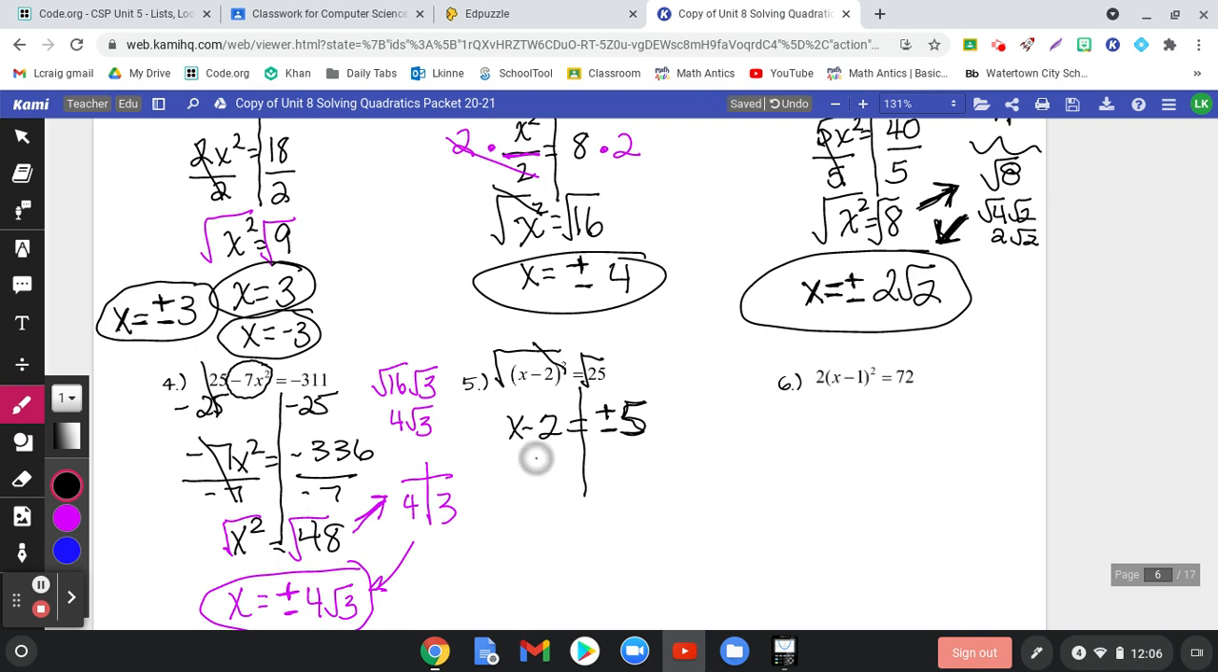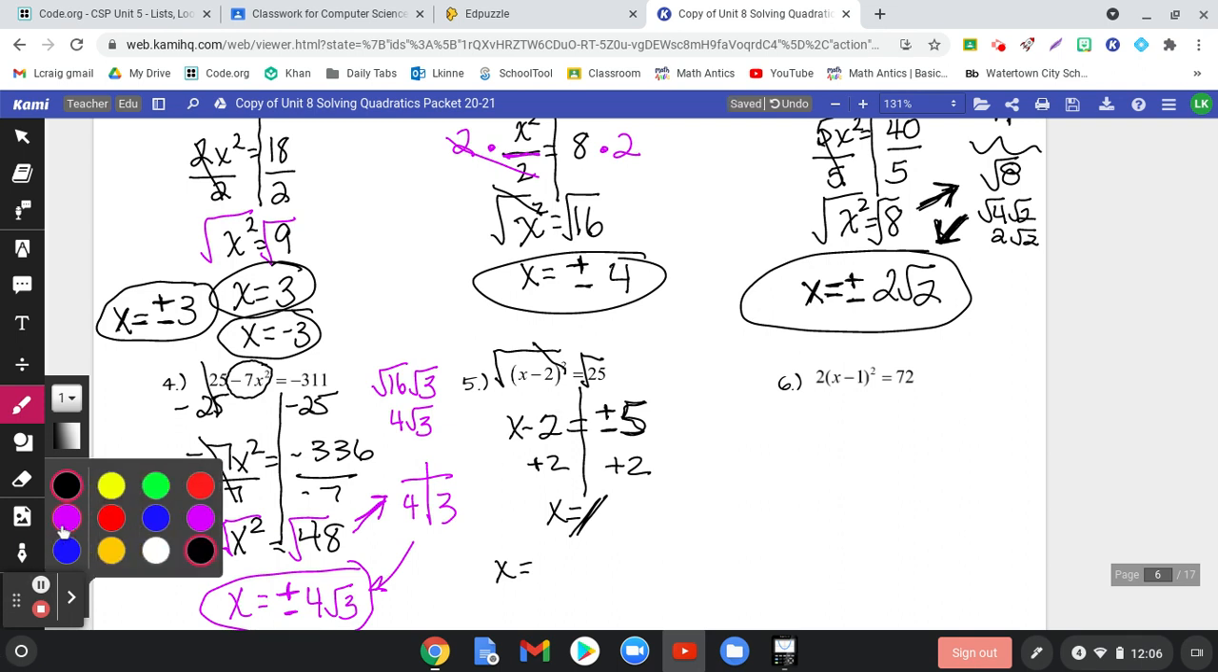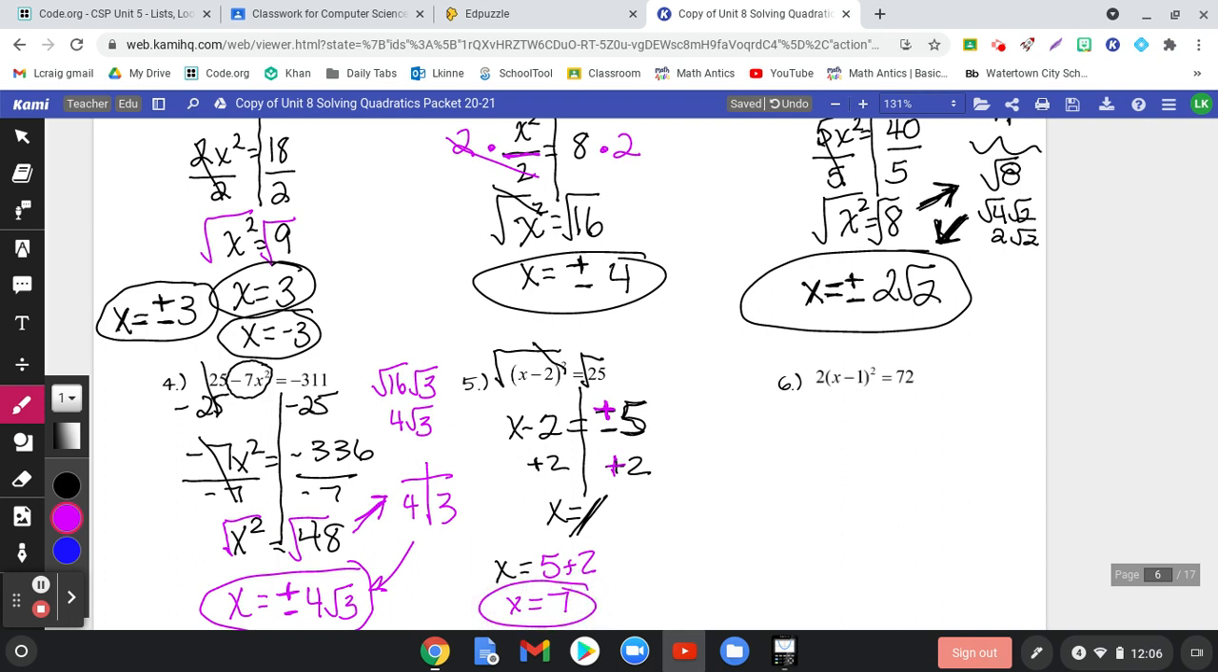I still see a minus 2, so I've got to add 2 to both sides. So x equals, you got 2 different answers. X equals, we're going to go positive 5 plus 2. So x would be 7. And then x equals negative 5 plus 2. So x equals -3.